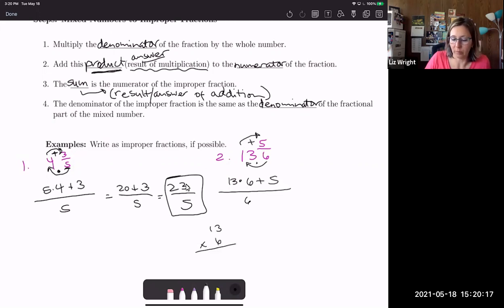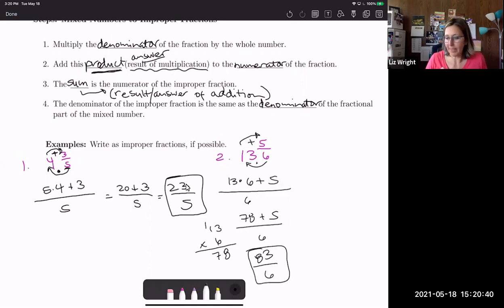You can say, well, let's do a little math. So 13 times 6, 6 times 3 is going to give you 18. 6 times 1 is 6, plus 1 is 7. So we're going to get 78 plus 5 all over 6. Keep going. We're almost done, which is going to give us 83 over 6. And that's your final answer. And again, you can change it into decimal form. You can also do what we did on the previous page and use your long division and check it to make sure you did it right.